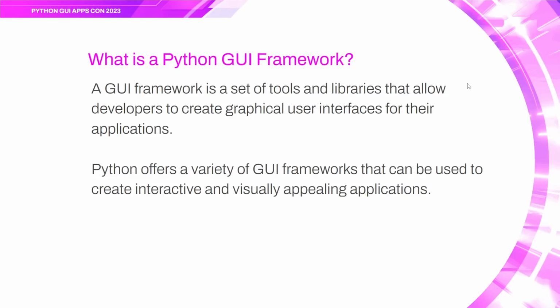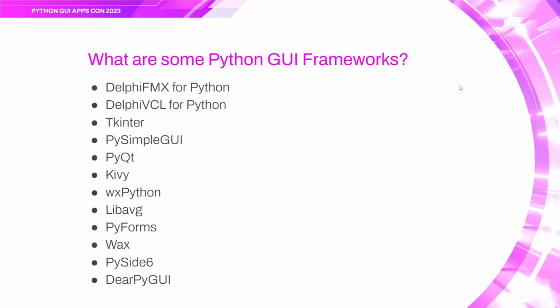So what is a Python GUI framework? A GUI framework is a set of tools and libraries that allows developers to create graphical user interfaces for their applications. Python offers a variety of GUI frameworks that can be used to create interactive and visually appealing applications.